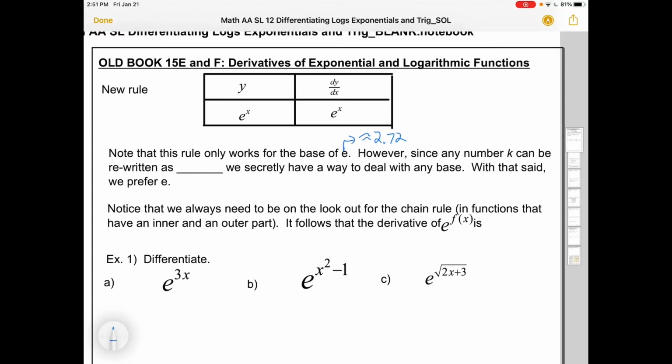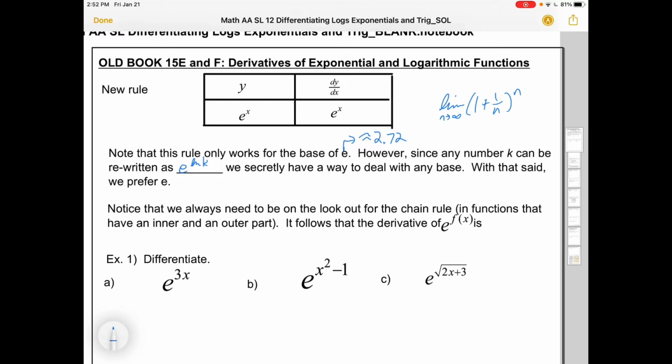2.72-ish. It's actually defined by this limit. It's the limit as n goes to infinity of (1 plus 1 over n) to the power of n. And we looked at it from compound interest a little bit last year. But any number k can be rewritten this way, e to the ln k. It's just the number k. So e to the ln 2 is the number 2. We secretly have a way to deal with any base. But with that said, we prefer the base of e.